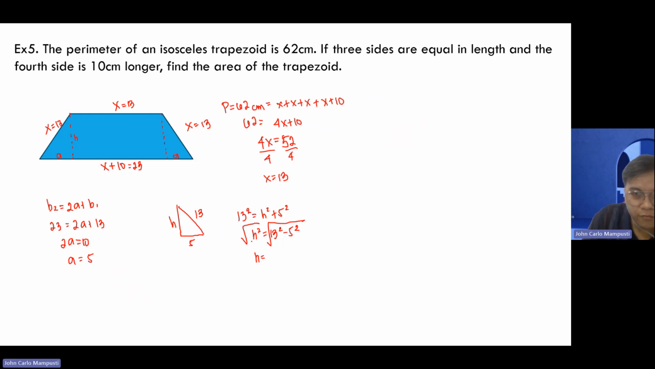this is equal to 12 centimeters. So since we have base 1, base 2 and the height, we can get the area of our trapezoid. This is 1/2 times base 1, which is 13, plus base 2, 23, times the height. Therefore, the area is equal to 216 square centimeters.